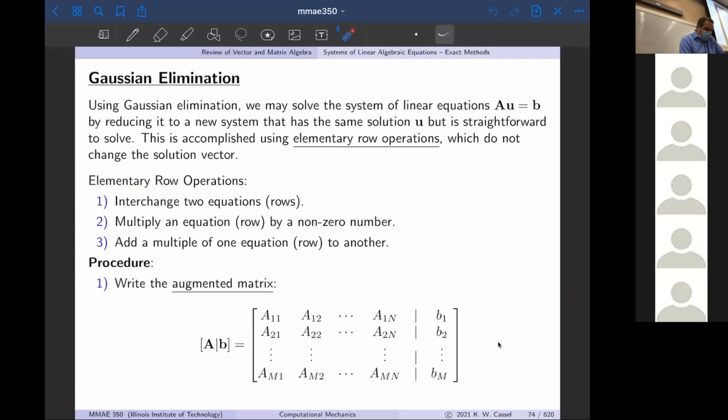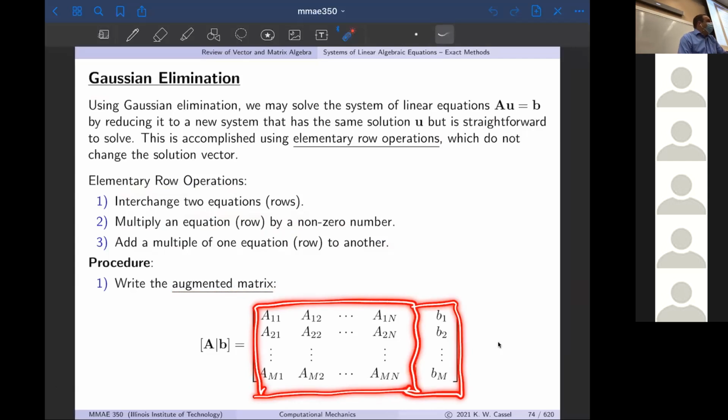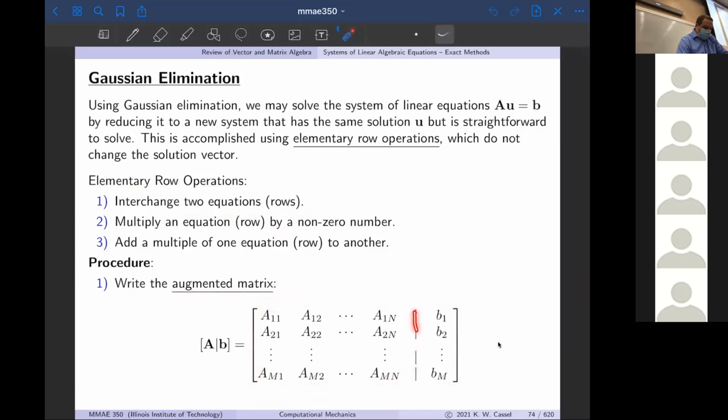So the first step is to write down what's called the augmented matrix. So that's just the A augmented with B. You literally just slap the B on the right side of A. It has the same number of elements as there are rows in A. Normally we put a line between them to indicate that what's to the left is the coefficient matrix, and what's to the right is the right-hand side vector.